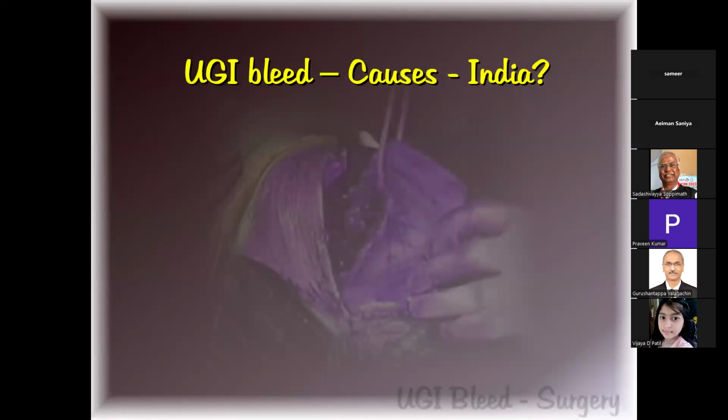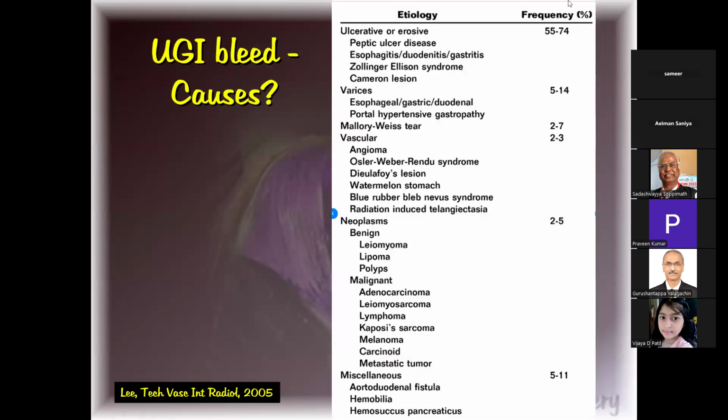Peptic ulcers might be common in India, sir. It's there in the other ones also. I'm just going back on this. Even there, it's 50 to 60%. You can take it as 60%.